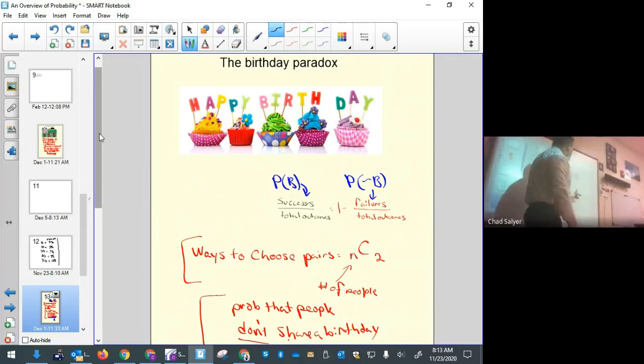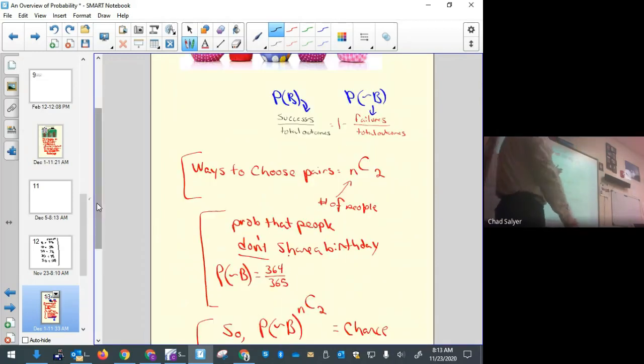So 1 minus the not birthday is equal to the probability of the birthday, because 1 is these two added together. Now, ways to choose pairs. The number of pairs of people in a group is n combinations of 2, where n is the number of people in the room. So that's a way I can choose pairs.